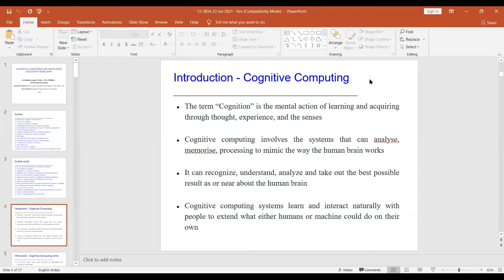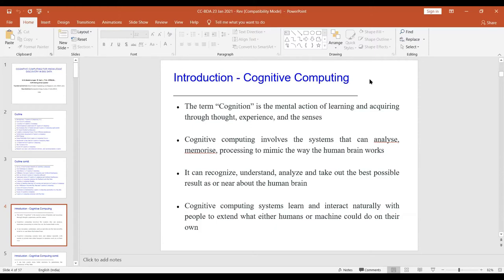Second, cognitive computing involves systems that can analyze, memorize, and process to mimic the way the human brain works. This is a very important concept that distinguishes cognitive computing from artificial intelligence. We do appreciate artificial intelligence, and give it a lot of credit, but whenever we give a correct, intended instruction, the same thing will be done. Suppose by mistake you give an unintended instruction, the same thing will be carried out without applying common sense.